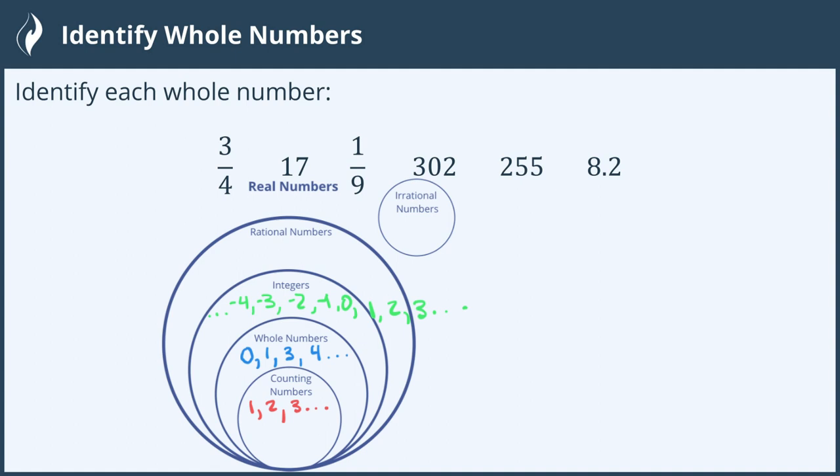Then we moved to the rational numbers. The rational numbers are any of the counting numbers, whole numbers, and integers, and now we're including any number that can be written as a fraction. We can change fractions to decimals, and the decimals that end or are repeating, those are rational numbers. So I'm going to represent this as plus or minus some number b over a.